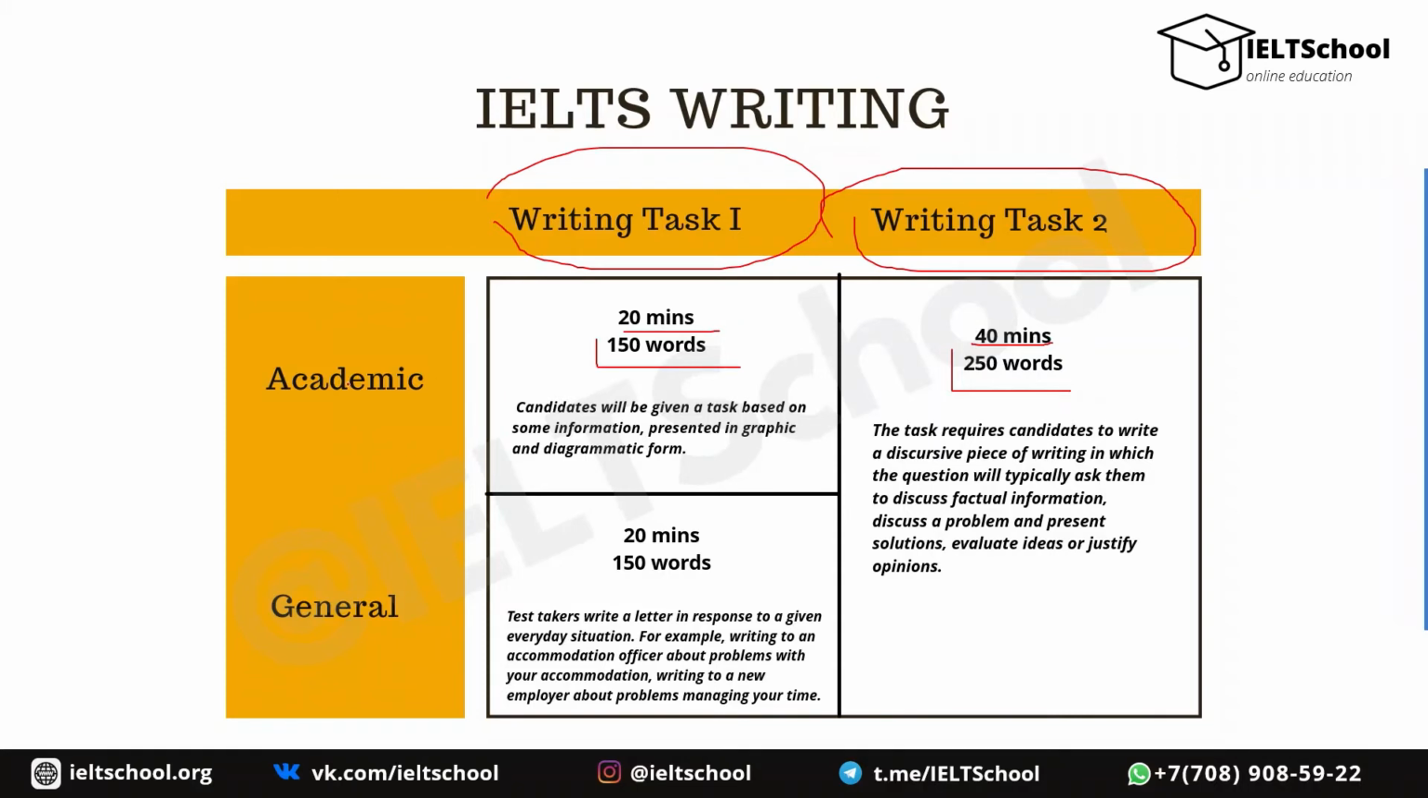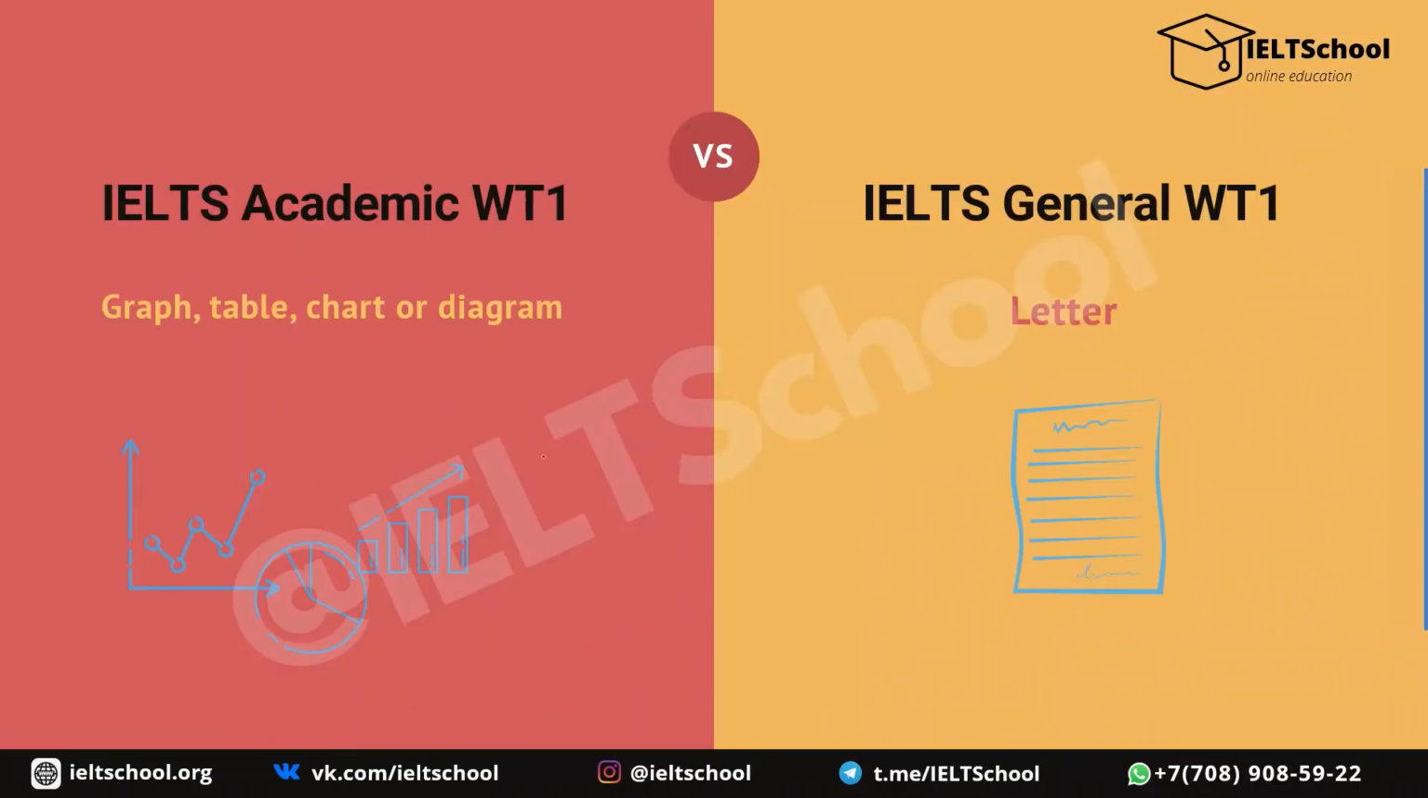And talking about the difference between academic and general, well, there is no difference in writing task 2, but there is a difference in writing task 1. So let me show you the difference. In IELTS academic writing task 1, you will be given a bar chart or table or diagram, and you need to describe it. So writing task 1 is more difficult. But in IELTS general, writing task 1 is much easier compared to IELTS academic writing task 1, because you are just writing a letter. That's it. That's easy, a piece of cake, I think, compared to IELTS academic writing task 1.